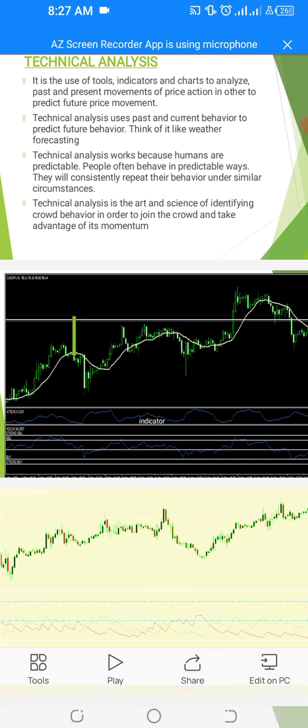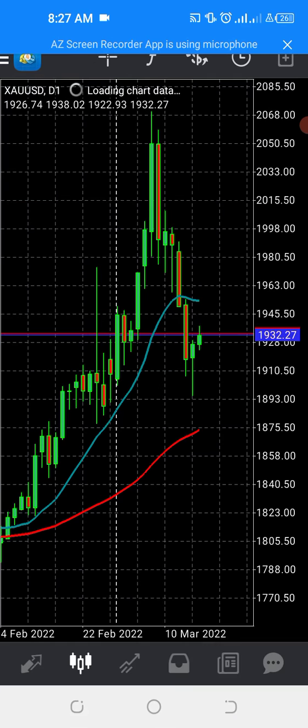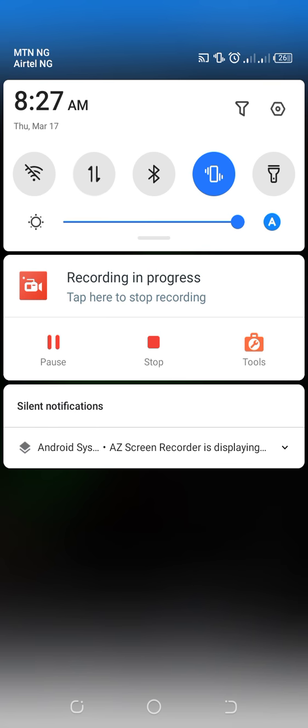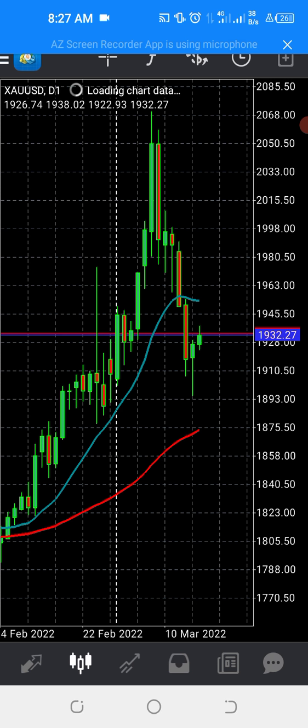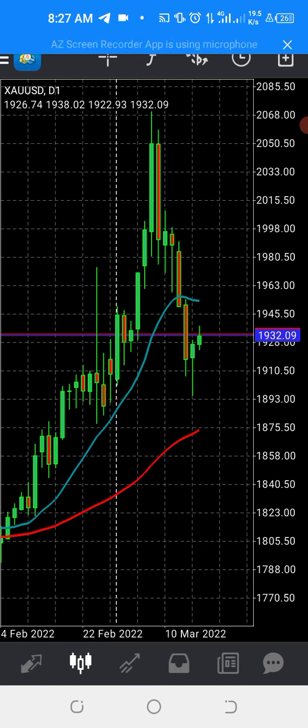Like I said, price action is all about the events that happen in the market. For example, what we have here is a live market. As you can see from the top left corner, it is XAU. XAU means gold. So what is quoted on the market here is gold versus the US dollar.